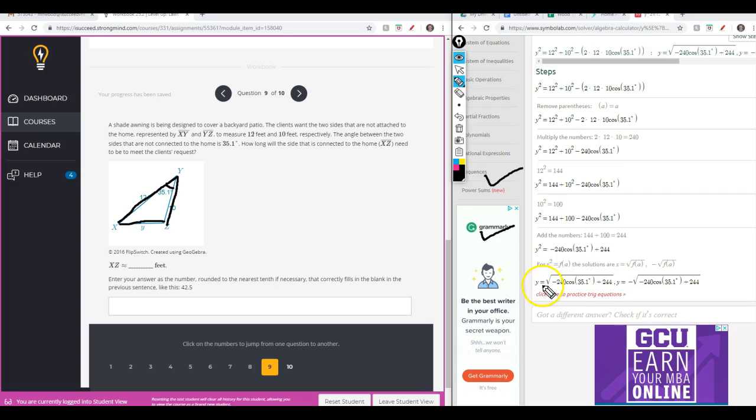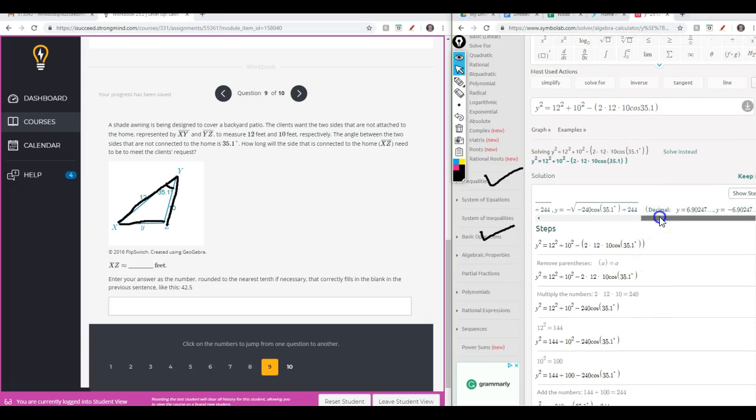So we have y equals square root of negative 240 cosine of 35.1 degrees plus 244, or y equals negative square root of negative 240 cosine of 35.1 degrees plus 244. So then if we go up here, it gives us our decimal right here. Since we're dealing with a length, we want the positive value, which is 6.90.